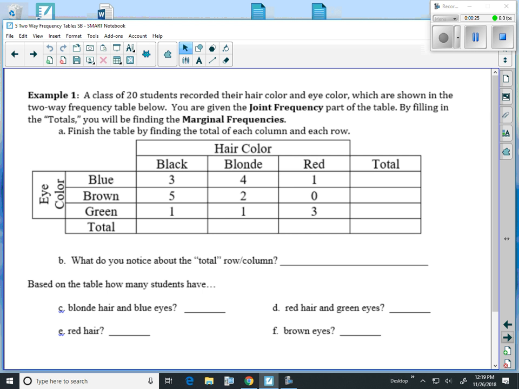Sometimes it may not all be filled in. The part that's filled in right now is called a joint frequency table, joint because there are two different things happening and we join them together in a frequency table. These parts out here, the totals, are called marginal frequencies. That just means we take the margins and fill them in. You probably won't ever see those words again, but that's what they are. So all we have to do is total things up.